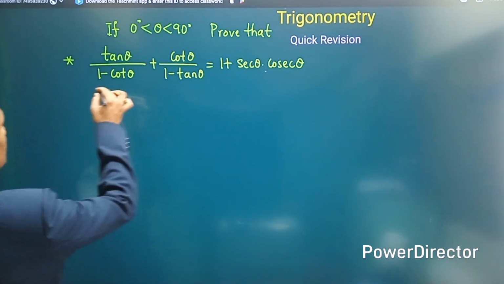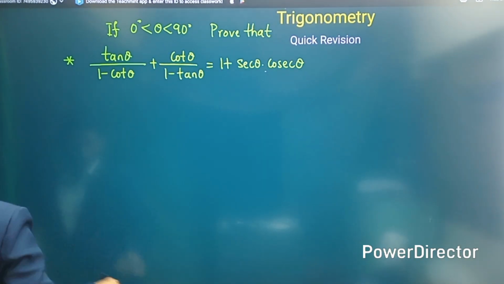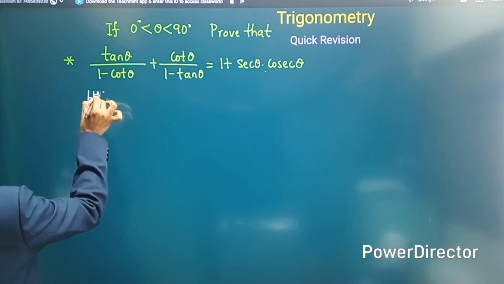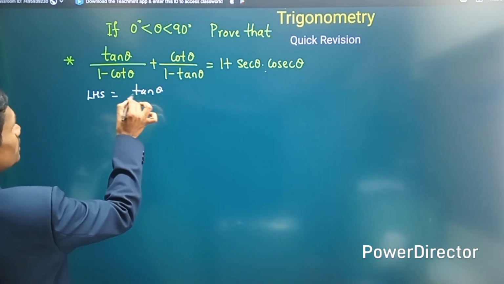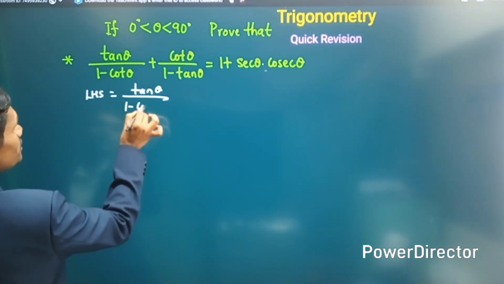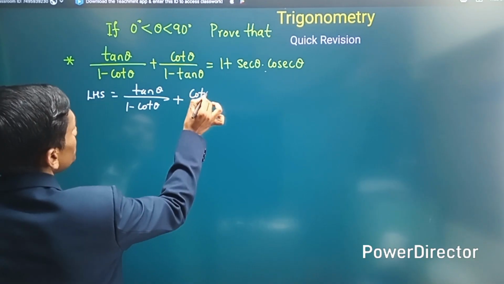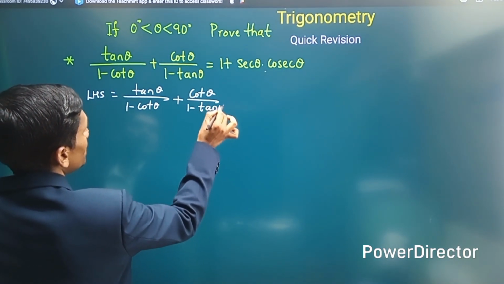Coming to this, what we need to prove is tan theta upon 1 minus cot theta plus cot theta upon 1 minus tan theta equals 1 plus sec theta cosec theta. Just start with this LHS. So what does this become? LHS is equal to tan theta divided by 1 minus cot theta plus cot theta divided by 1 minus tan theta, right?